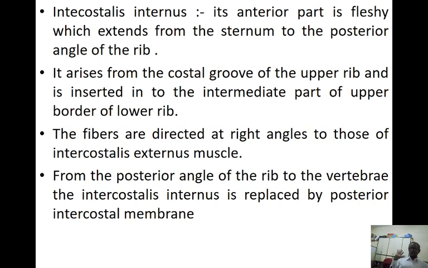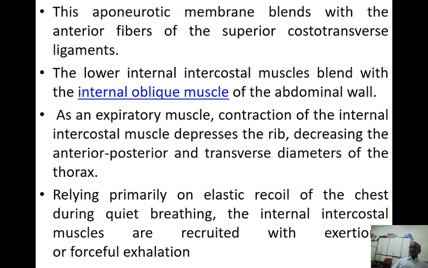So the posterior part of the internal intercostalis is replaced by the posterior intercostal membrane, which is an aponeurotic membrane. This aponeurotic membrane blends with the anterior fibers of the superior costotransverse ligament. The superior costotransverse ligament is present at the costotransverse joint, that is, the tubercle of the rib joining the transverse process of the concerned vertebra.